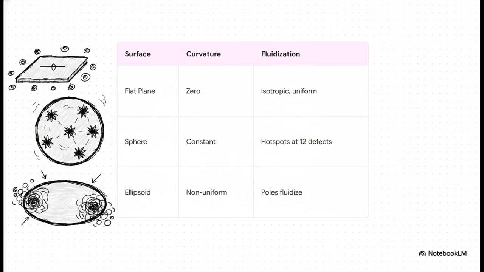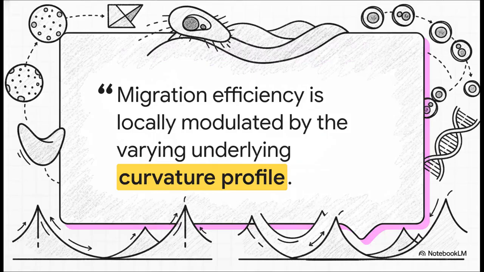Stretch that sphere out into an ellipsoid with non-uniform positive curvature, and those defects physically migrate. They cause intense, non-uniform fluidization specifically at the high curvature poles. Essentially, the geometry dictates the rules of the cellular mosh pit. So if there is one crucial takeaway I want you to remember from this explainer, it's this exact phrase. Migration efficiency is locally modulated by the varying underlying curvature profile. The literal shape of the floor determines exactly how and where the cells can move. It is an absolutely incredible dance between physics, math, and biology.